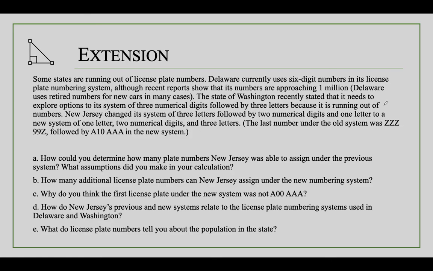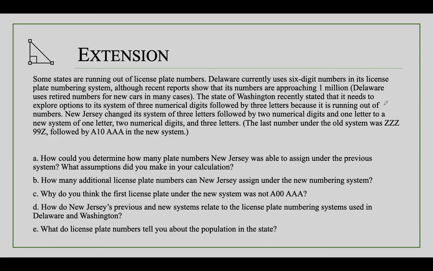So some states are actually running out of license plate numbers. Delaware currently uses 6-digit numbers in its license plate numbering system. So now this is a little bit of an extension. We're moving away from telephone numbers and now talking about license plate numbers. Although recent reports show that its numbers are approaching 1 mil, Delaware uses retired numbers for new cars. In many cases, the state of Washington recently stated that it needs to explore options to its system of 3 numerical digits followed by 3 letters because it is running out of numbers.